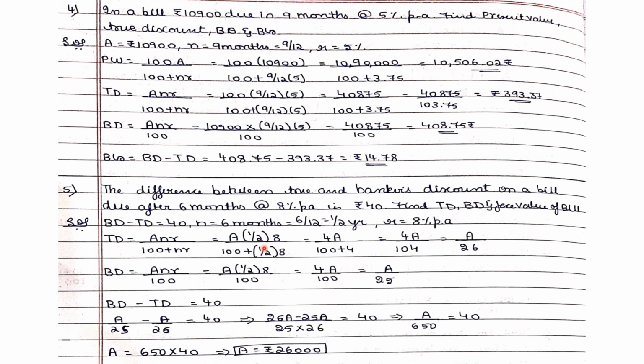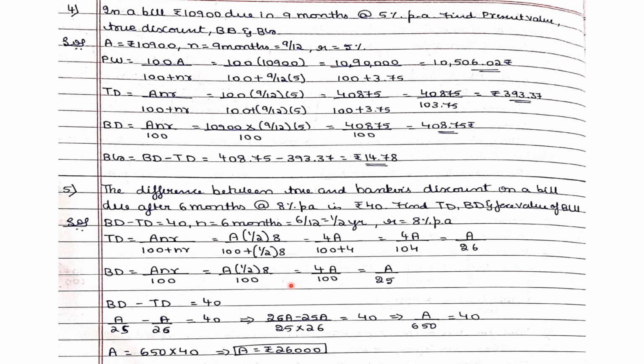Once again for banker's discount, go with the same formula, A into N into R divided by 100, A into 1 by 2 into 8, divided by 100. You will be remaining with 4A by 100. 4 ones are 4, 4 25s are 100. So 1A is A itself, A divided by 25.